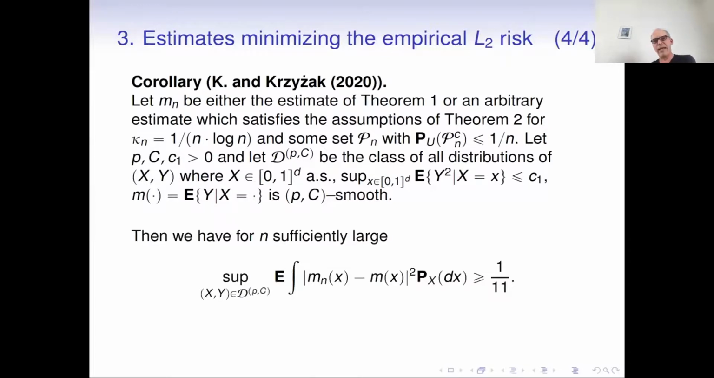Then for n sufficiently large, the sup-norm error, or the minimax error, of your estimate over this class D(p,C) is greater or equal 1 divided by 11. It does not converge to 0. And that's bad because it's well known for this class D(p,C) you can find estimates, for instance standard kernel estimates or least squares estimates with splines, where this sup-norm error is bounded by some constant times n to the power minus 2p over 2p plus d. So these estimates do not achieve the optimal minimax rate of convergence. And in this sense, I would say they are bad.